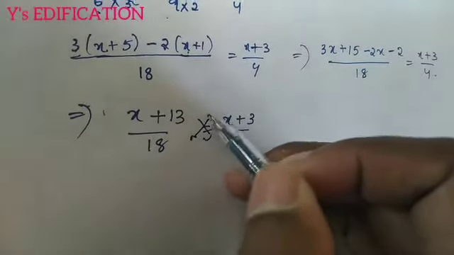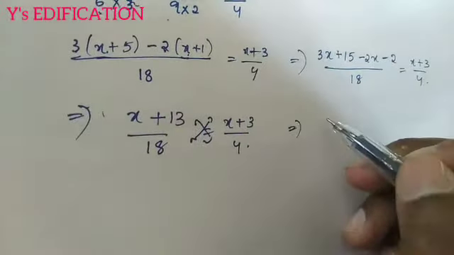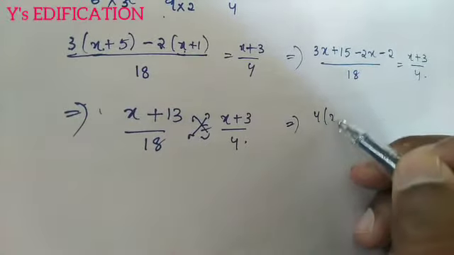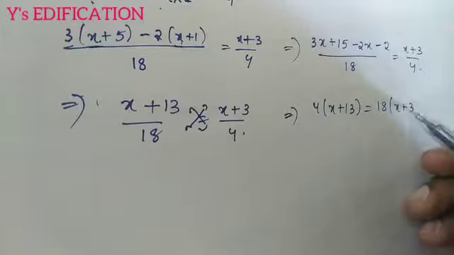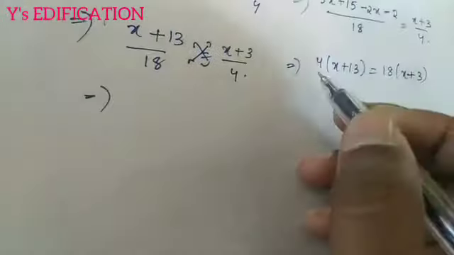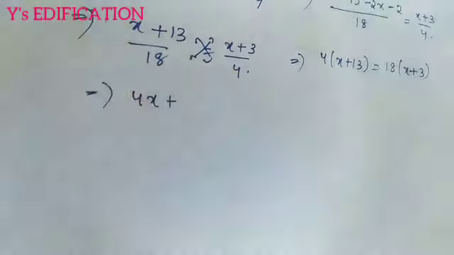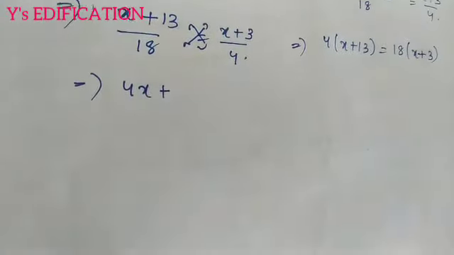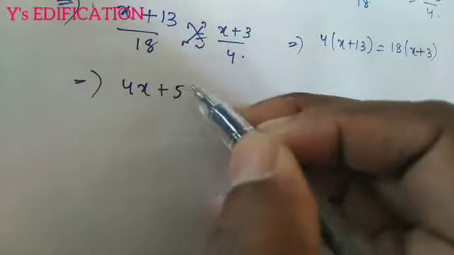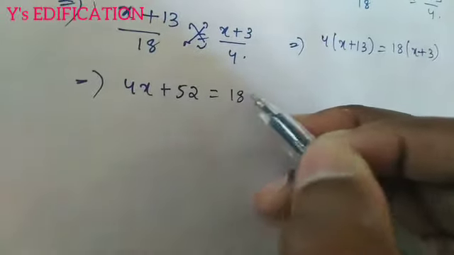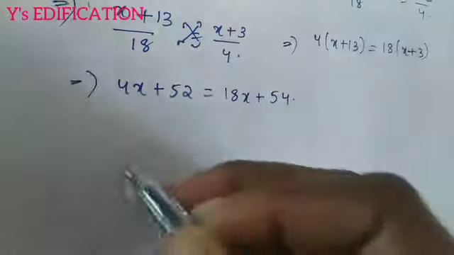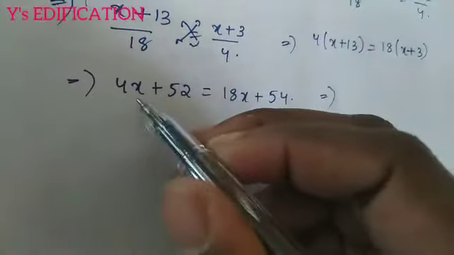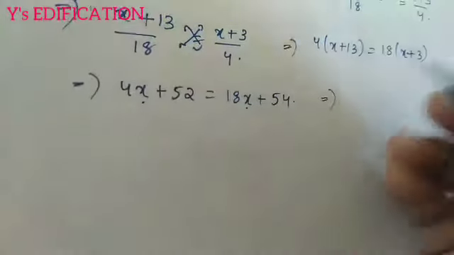Okay, do the cross multiplication. So what will it become? 4(x + 13) = 18(x + 3). So 4 into x is 4x plus 4 into 13 is 52 is equal to 18 into x is 18x plus 18 into 3 is 54. So what will it become? Write all the numericals on one side and variables on the other side.